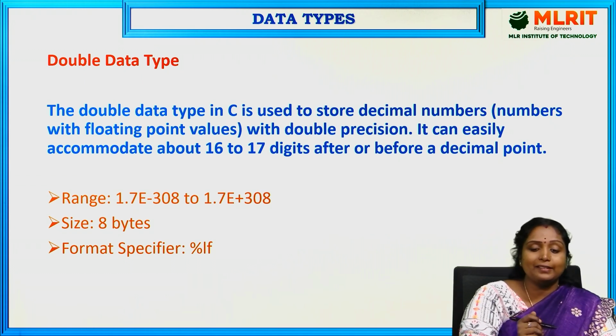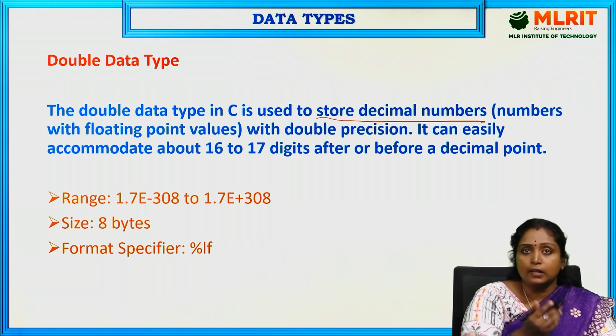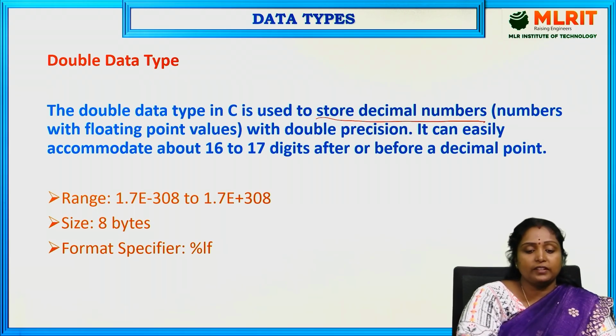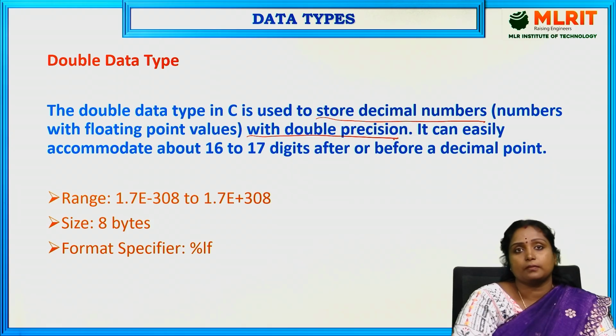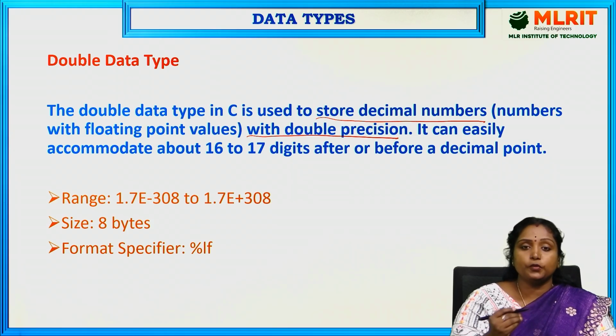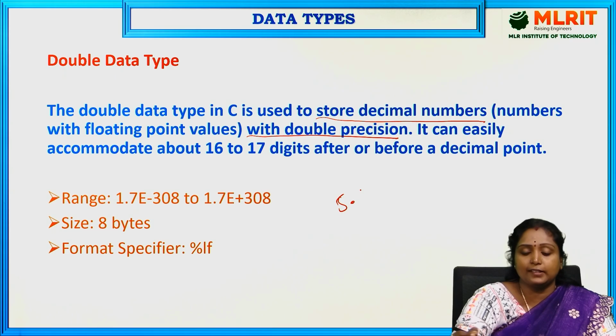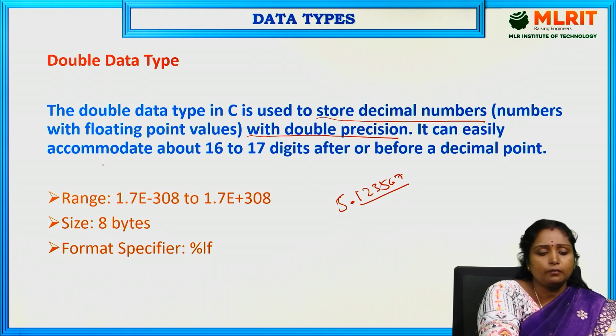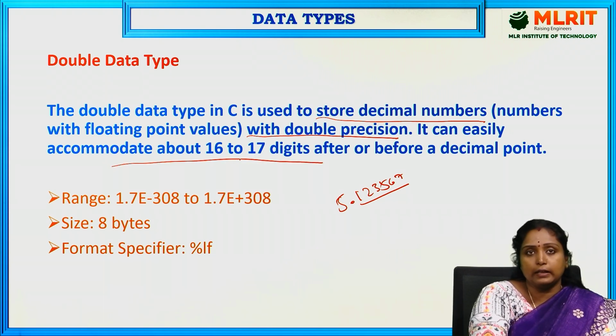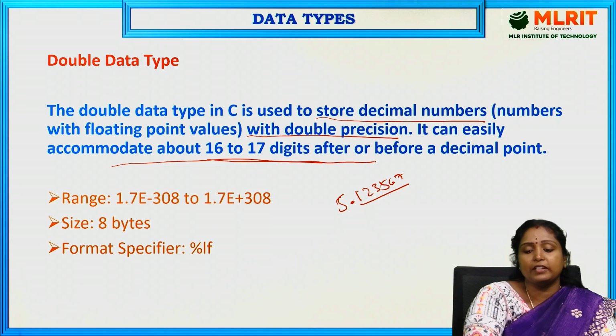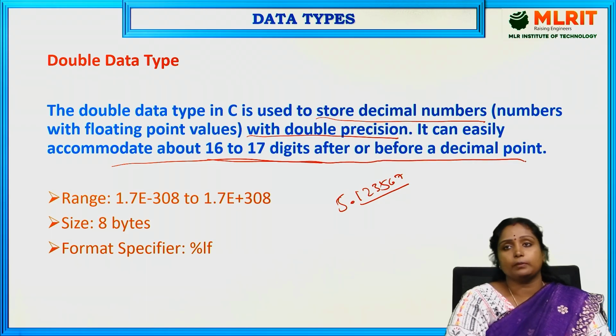Here we will store decimal numbers same as float, but what is the difference? It is double precision, whereas float was single precision. When you use float, after the dot it can hold 6 values, like 1, 2, 3, 5, 6, 7. Only 6 values. When you use double, it accommodates about 16 to 17 digits after or before the decimal point.